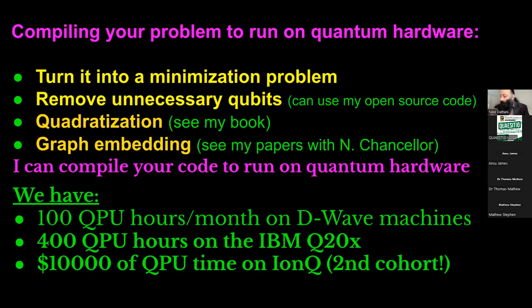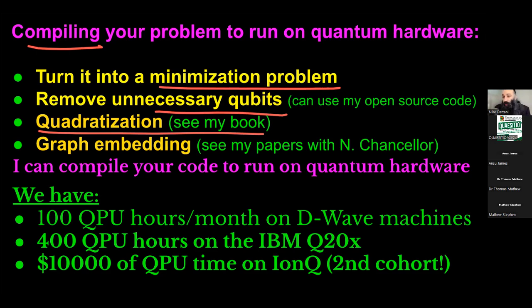So one of the issues, what I've been talking about all day today, is how to compile your problem, whether it's factoring numbers or solving quantum chemistry problems. I've been talking about how to compile these problems so that they run on quantum hardware. Turn it into a minimization problem. Remove unnecessary qubits. There's more to the story, quadratization, if you have 3 qubits interacting at the same time and the hardware only can couple 2 qubits at the same time. Graph embedding, to make sure that the connectivity of the variables in our function matches the actual quantum hardware.